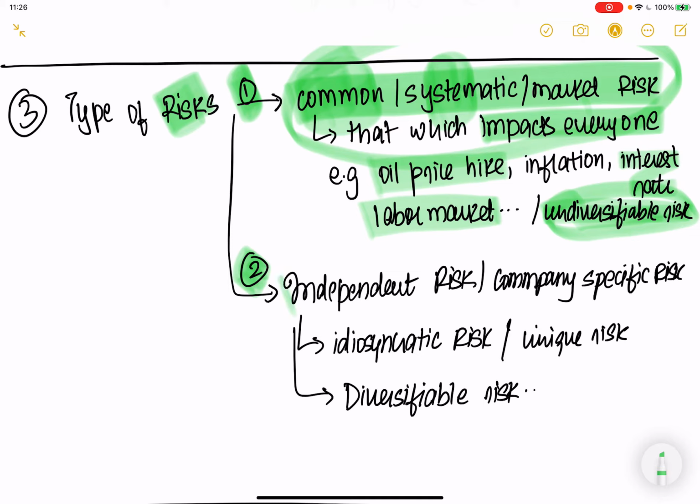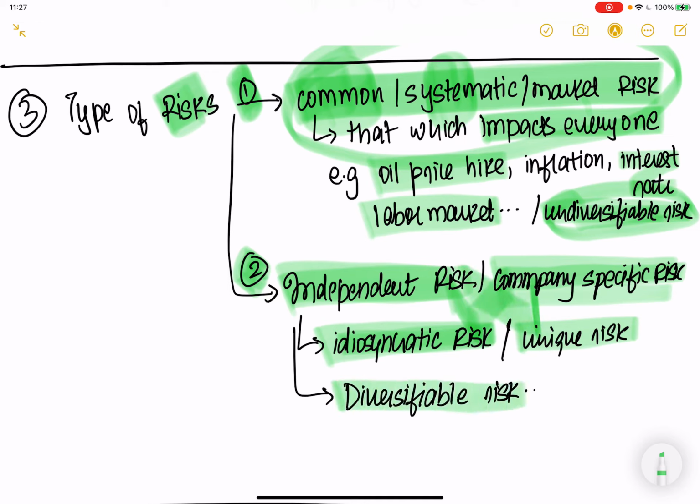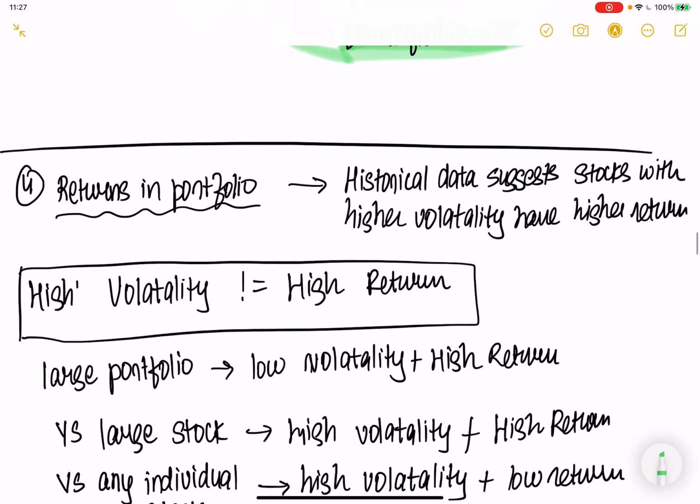And the second type of risk is independent risk or company-specific risk. Let's say a company does well and they have a really good product launch. Then that's a company-specific positive risk. You actually got a positive return. But the same company could perform really poorly. Then you have a company-specific independent risk or idiosyncratic risk or unique risk. These are all four different ways of saying the same thing. This is a risk that is diversifiable, which you can get rid of. So this you can get rid of, this you can't get rid of. So there are two types of risk.